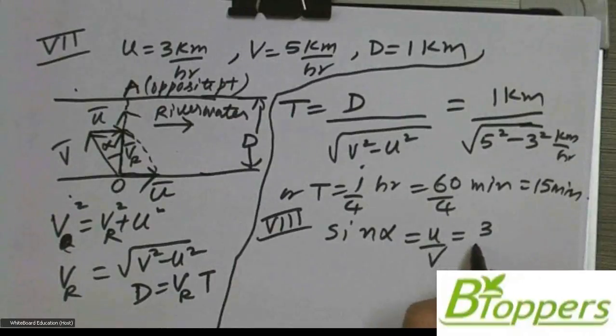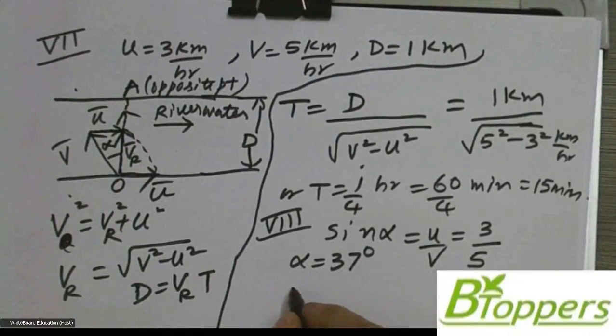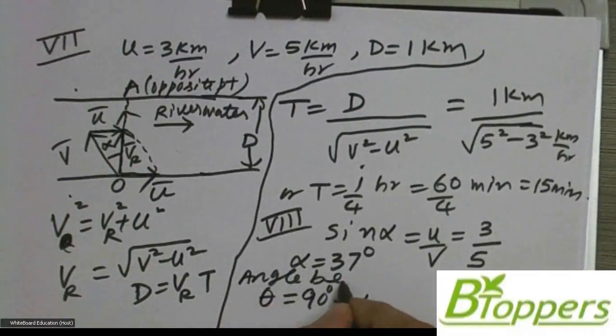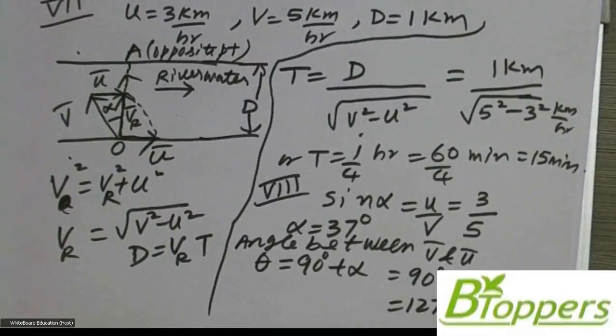Here U equal to 3 km per hour and V equal to 5 km per hour. So I get sin alpha equal to 3 by 5. We use the result sin 37 degrees is equal to 3 by 5. So alpha will be 37 degrees. Therefore the angle theta between V bar and U bar is 90 degrees plus alpha, that is 90 plus 37, which will be equal to 127 degrees. That will be the answer for question number 8.